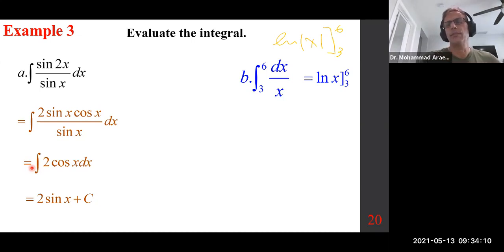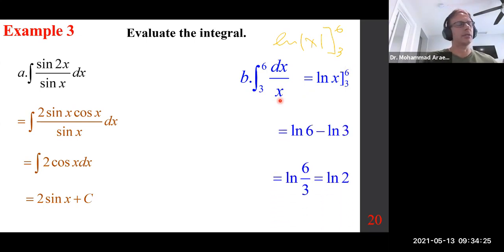So if both of them are negative, by the way, we can't have one positive, one negative, because if the denominator is x, x can't be 0, so it can't go through 0. You plug in, and 6/3 is 2, so natural log of 2. And by the way, as a calculus student, ln 2 is a perfect answer, and it's a precise answer. You leave it as such.